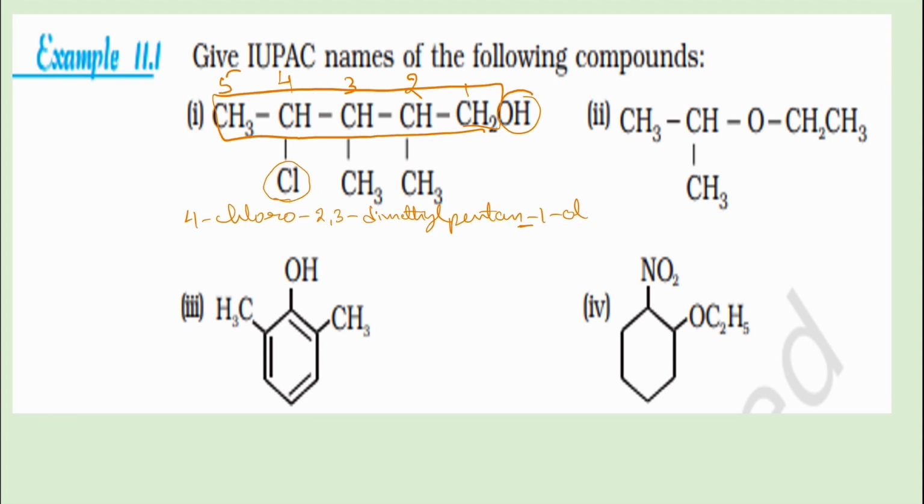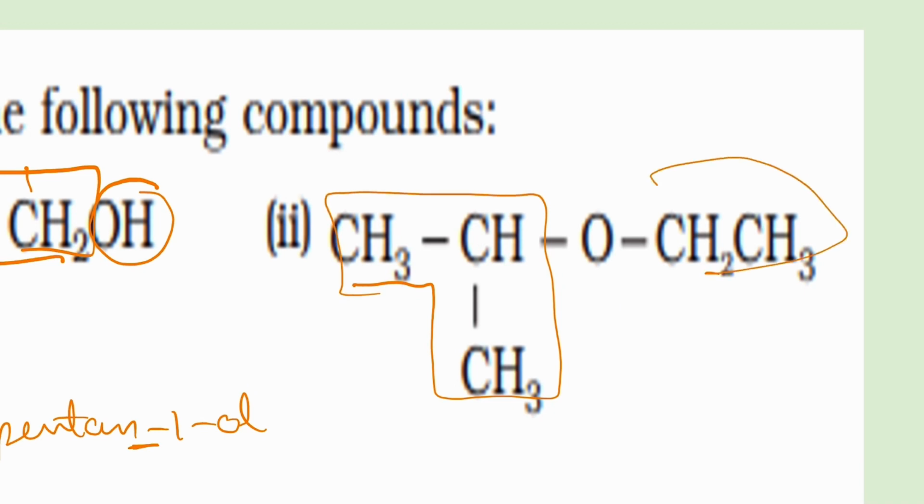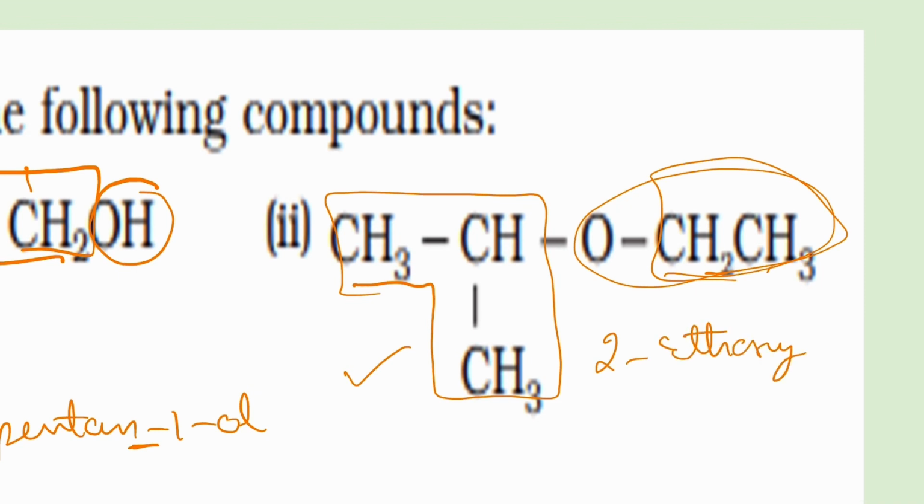5 carbons here. Second part, this one. 3 carbons here, 2 carbons here. It's an ether, right? So this is propane, and on the second carbon you have ethoxy. So this is 2-ethoxy propane. Simple.